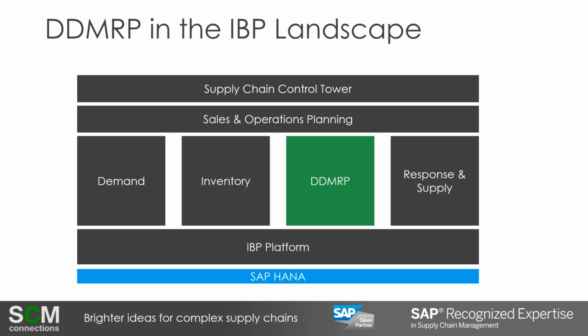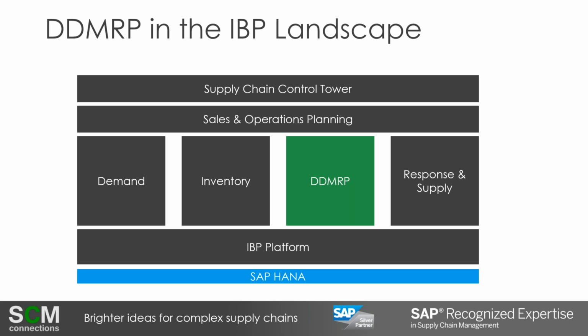DDMRP used to be part of the inventory or IO subscription, because when it first started out, it was only covering the first couple of steps, 1 and 2, where it was setting buffer sizes and buffer position. So it kind of fit a little bit into this IO, which was multi-echelon safety stock. And they quickly realized that DDMRP was much more than that.